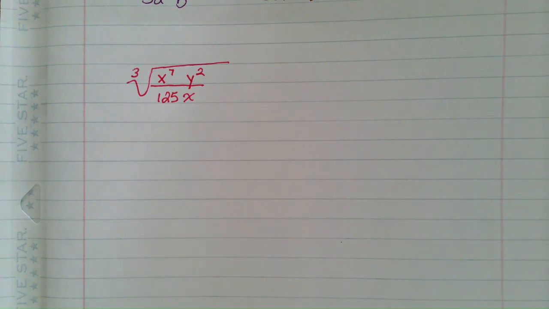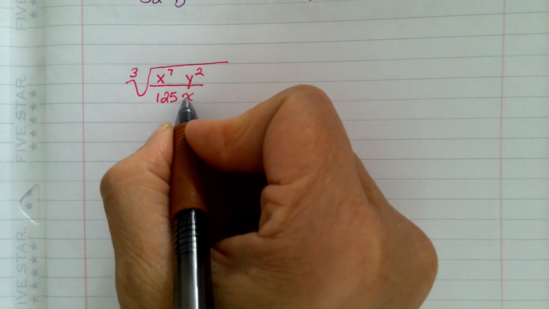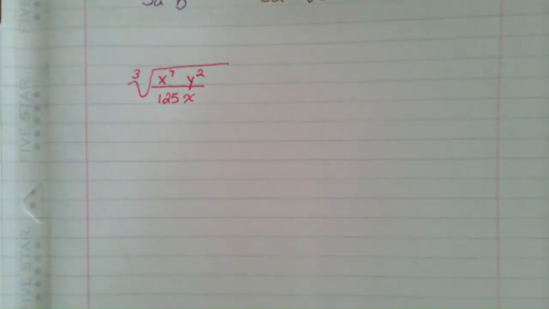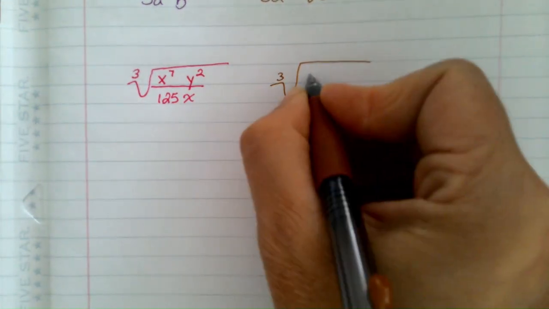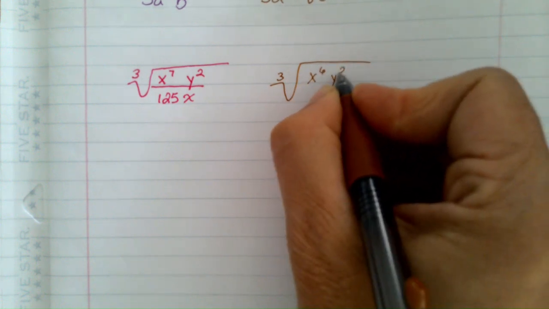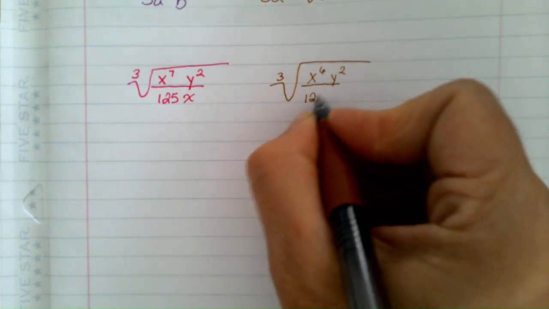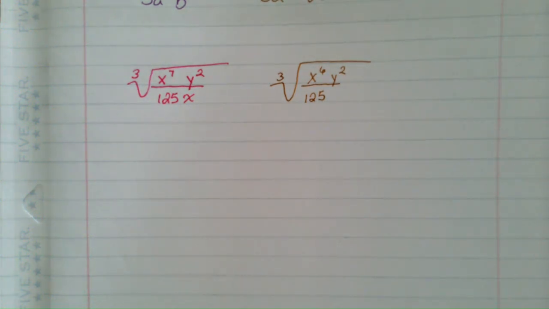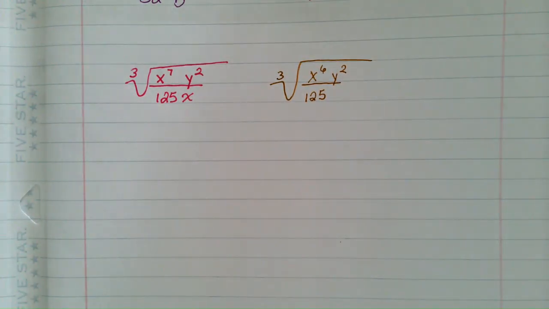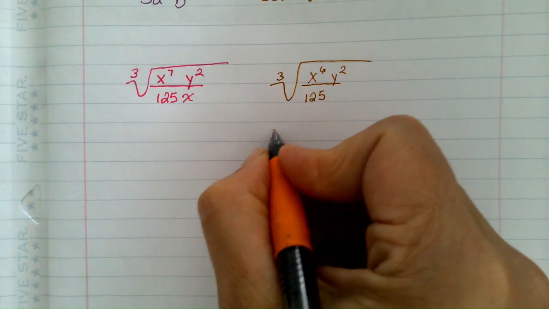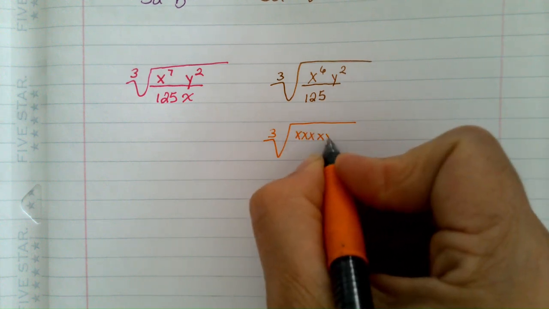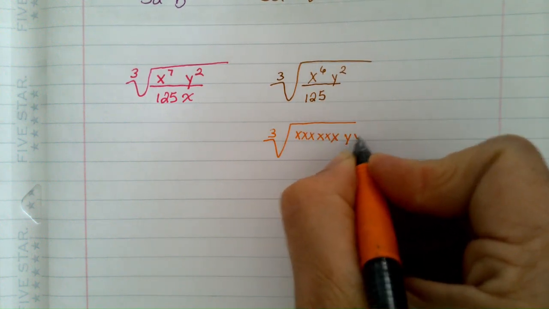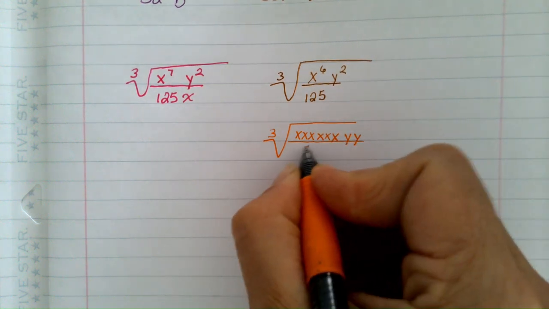But in this case, it is best to go ahead and reduce the radical first, because there's an x in the denominator, 7 x's in the numerator. We can use our subtracting of powers and come up with the third root of x to the 6th, y to the 2nd, over 125. So if you're a when in doubt, write it out kind of person, this time I'm going to go ahead and write it out. 1, 2, 3, 4, 5, 6, 1, 2, and 125 is 5 times 5 times 5.